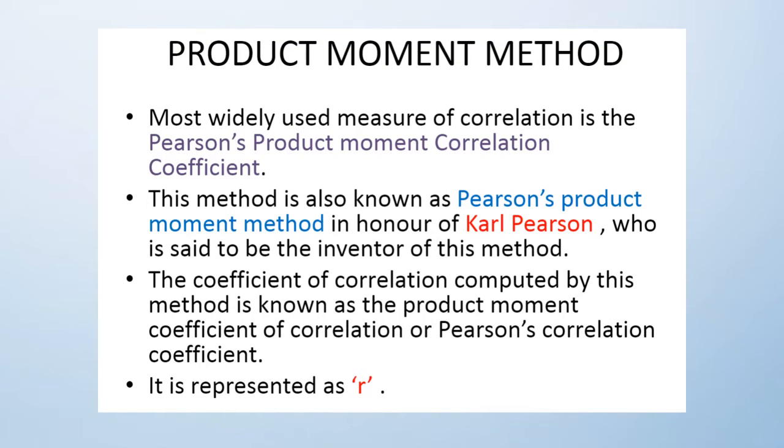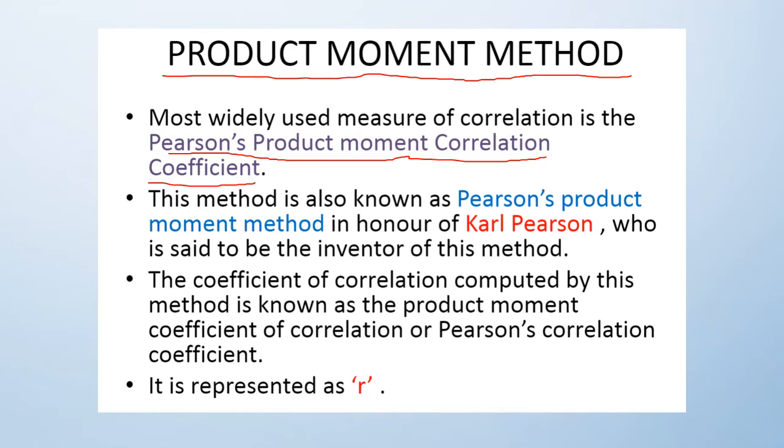The first method is the product moment method. It is the most widely used measure of correlation, the Pearson product moment correlation coefficient method. This is a very popular method used to calculate the coefficient of correlation. This method is also known as the Pearson product moment method.